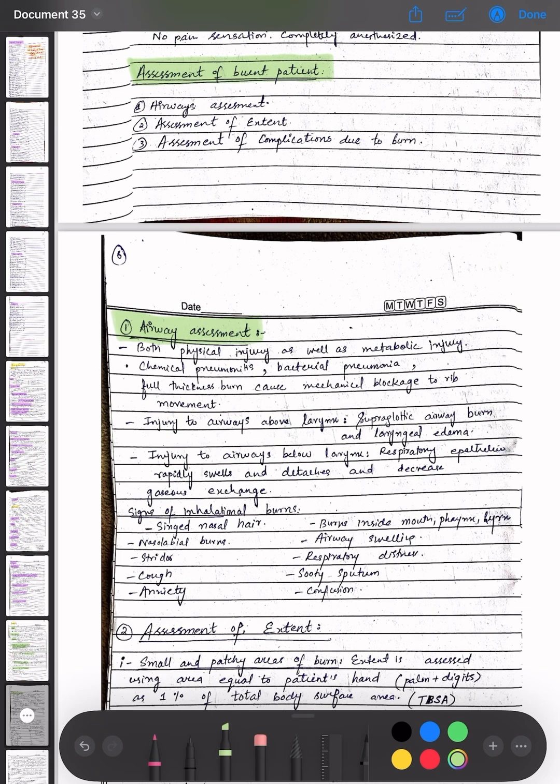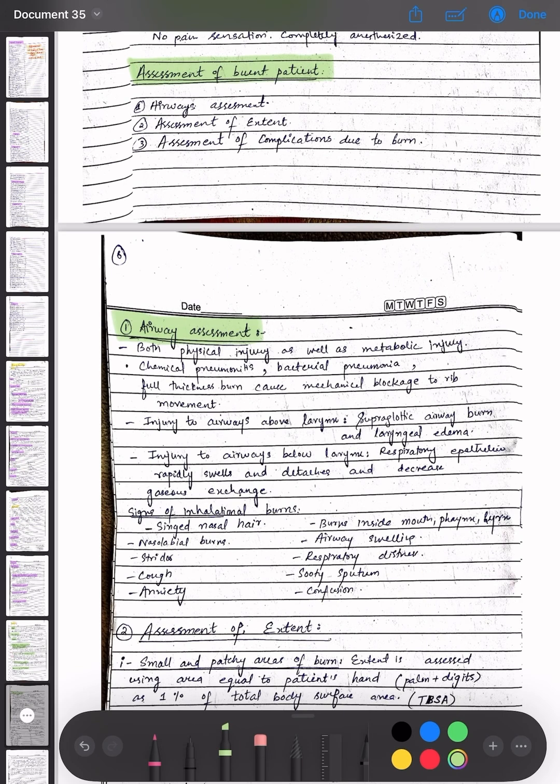Okay, so we will assess the airways for both physical injury as well as metabolic injury. Chemical pneumonitis, bacterial pneumonia, full thickness burn cause mechanical blockage to rib movement. Injury to airways above the larynx is supraglottic airway burn and laryngeal edema, and injury to airways below the larynx is respiratory epithelium rapidly swelling and detaching, and decreased gas exchange.